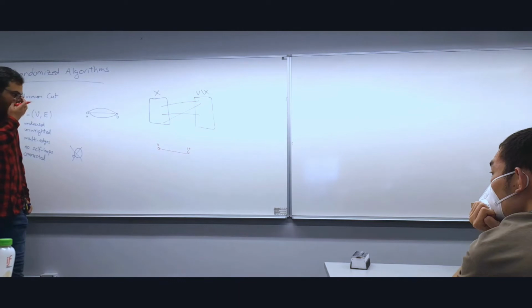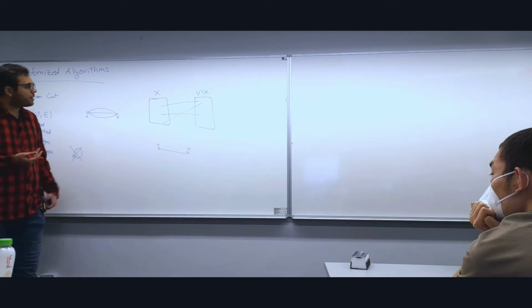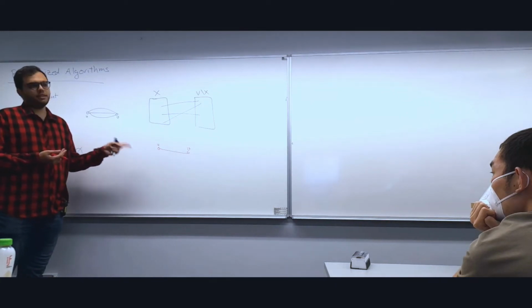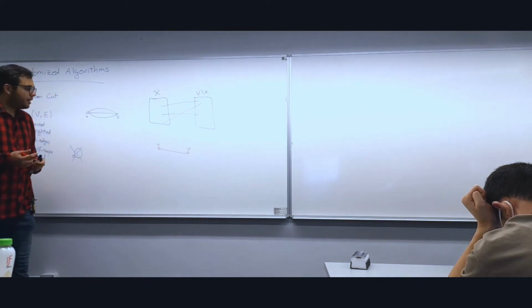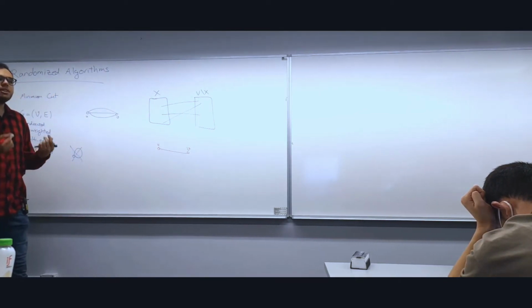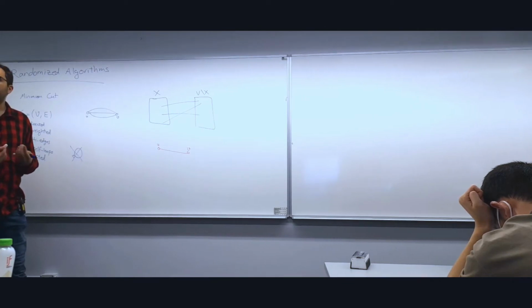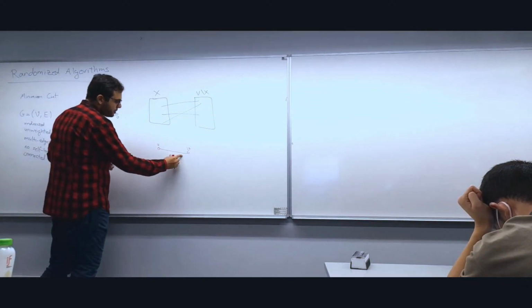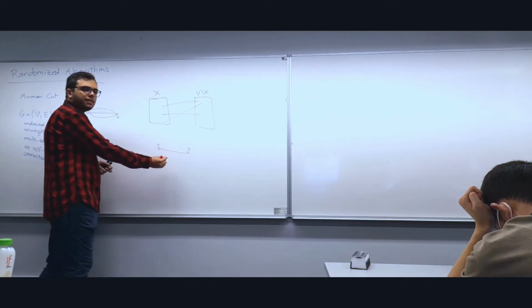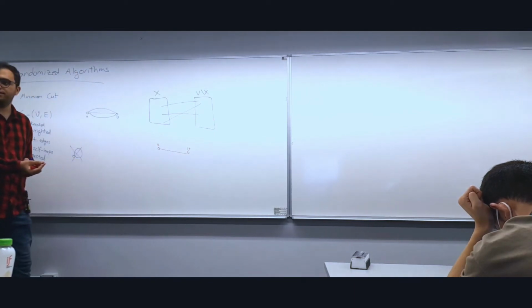Okay. So there are two cases. Either in my optimal solution, U and V are on the same side, or they're on two different sides. One is on the left, one is on the right. Let's say that I magically know that U and V are going to be on the same side. Then I can just contract the edge between U and V and turn them into a single vertex.